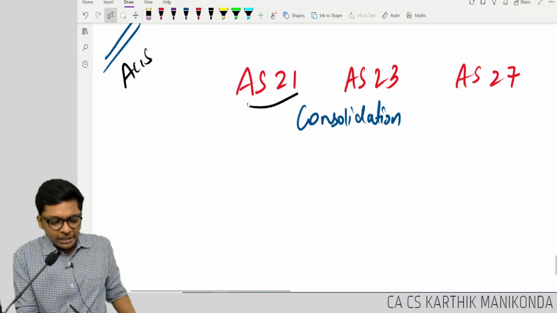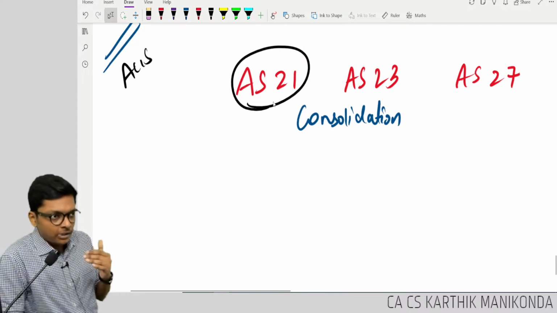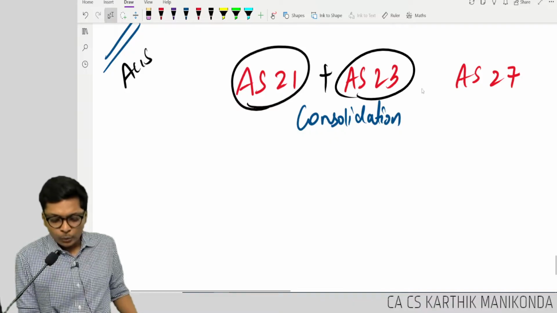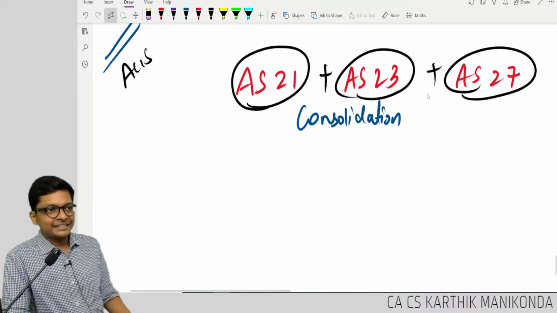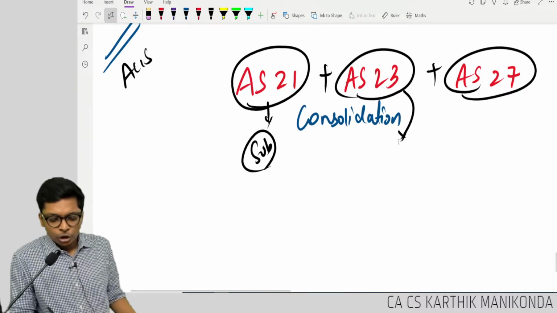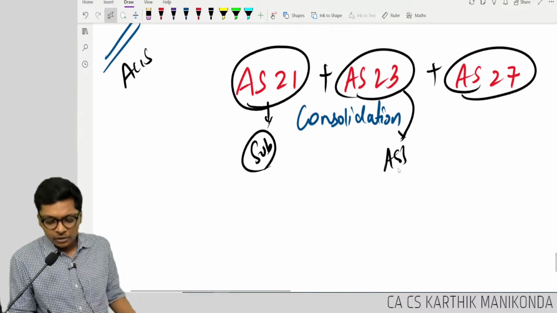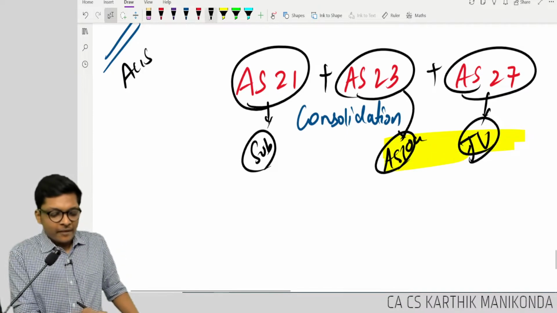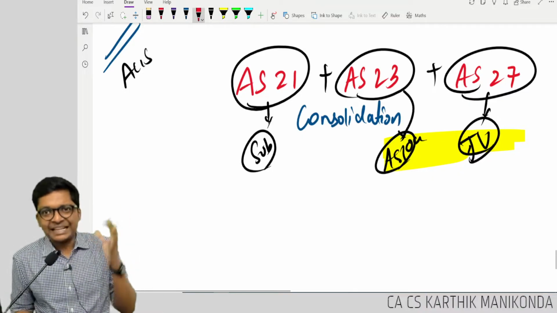Earlier syllabus, they only brought AS 21. Now in the new syllabus, they have added 23 and 27, which is basically AS 21 is consolidation of subsidiary, 23 is consolidation of associate, and 27 is consolidation of joint venture. These are the two new additions. We will be learning from scratch.